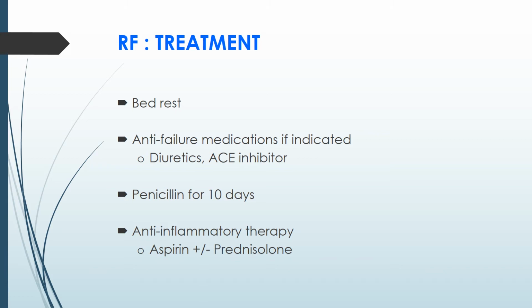Bed rest is especially important in those with carditis and arthritis. Anti-failure medications such as diuretic and angiotensin-converting enzyme inhibitor are given if the patient develops symptoms and signs of heart failure. Penicillin for 10 days is recommended to ensure eradication of the group A streptococcus. Anti-inflammatory therapy with aspirin is indicated for arthritis or mild carditis, however we should add prednisolone if the patient has moderate to severe carditis.